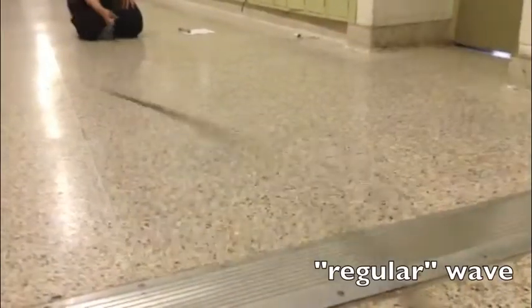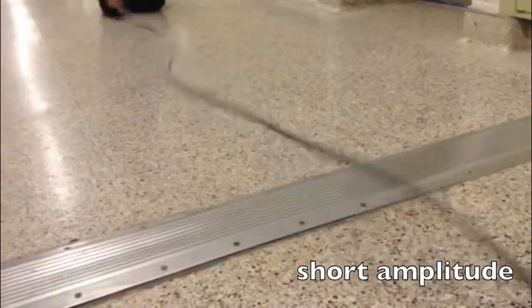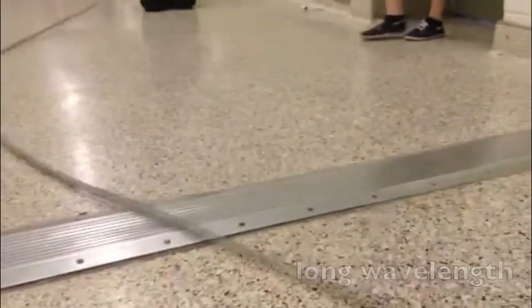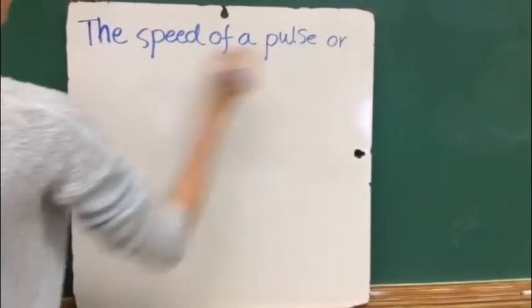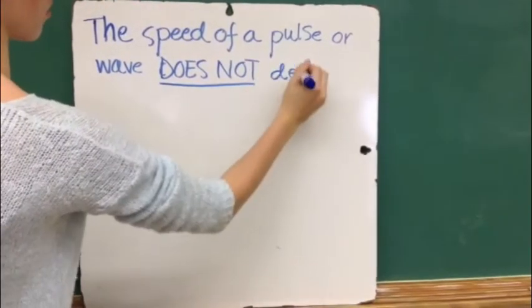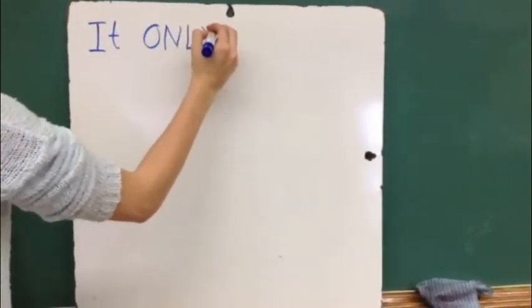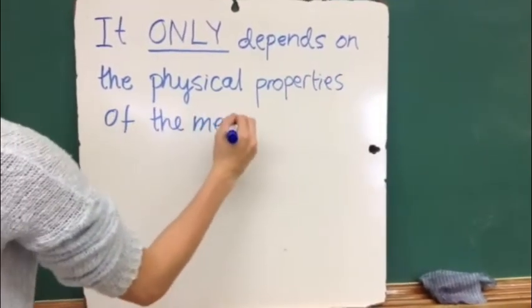Look at the speed of a regular wave, a wave with long amplitude, short amplitude, a long wavelength, a short wavelength, or an odd shape. From this, you should have observed that the speed of a pulse or wave does not depend on the height, width, or shape. The speed only depends on the physical properties of the medium, such as tension.